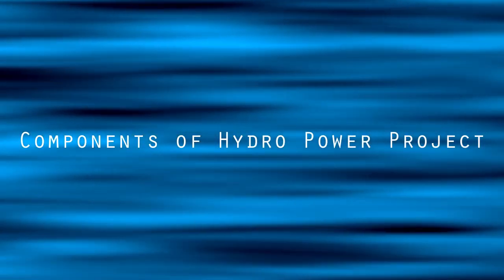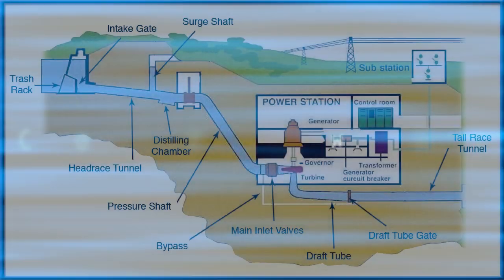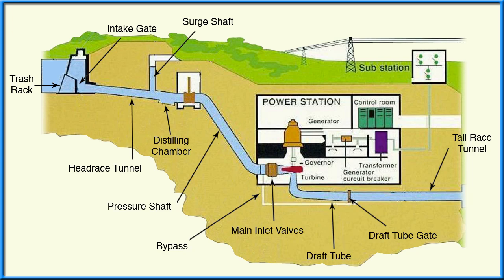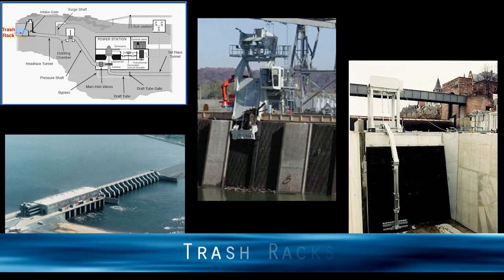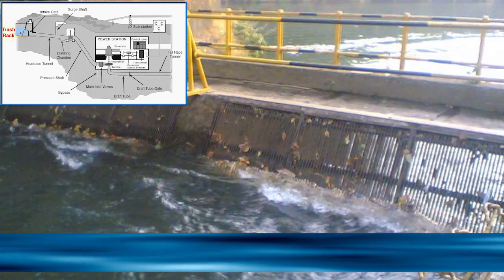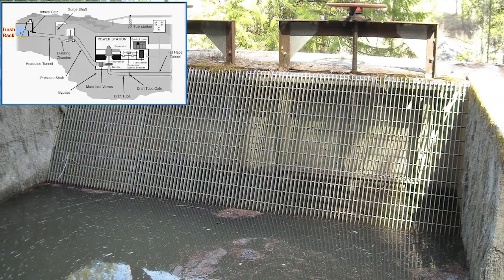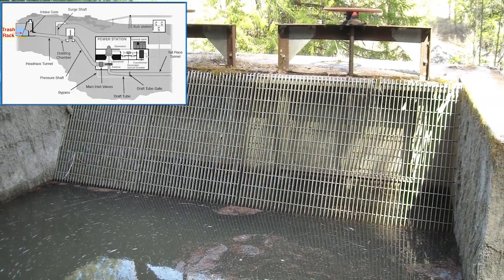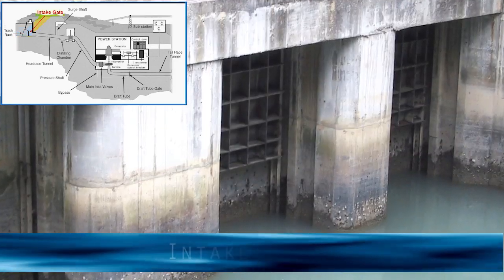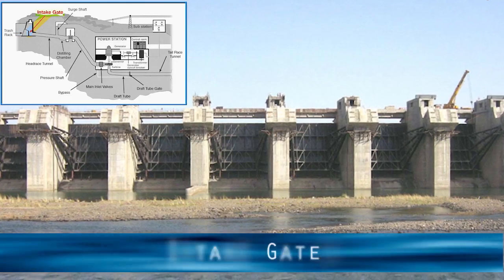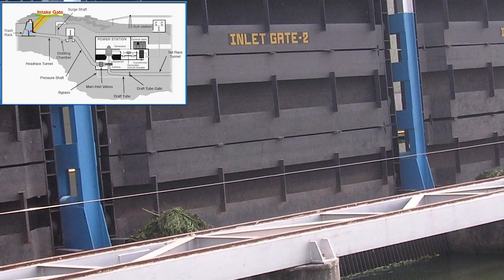Components of hydropower project. The following common hydro-civil components are used. Trash rack is a screen of welded bars provided at the intake to prevent entry of floating debris into the water conductor system. Intake gates are provided for regulation of flow of water into the water conductor system.